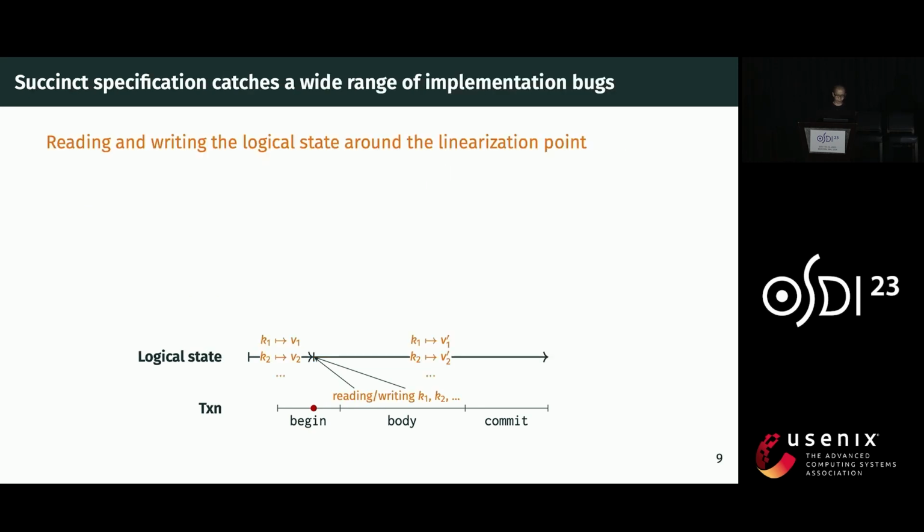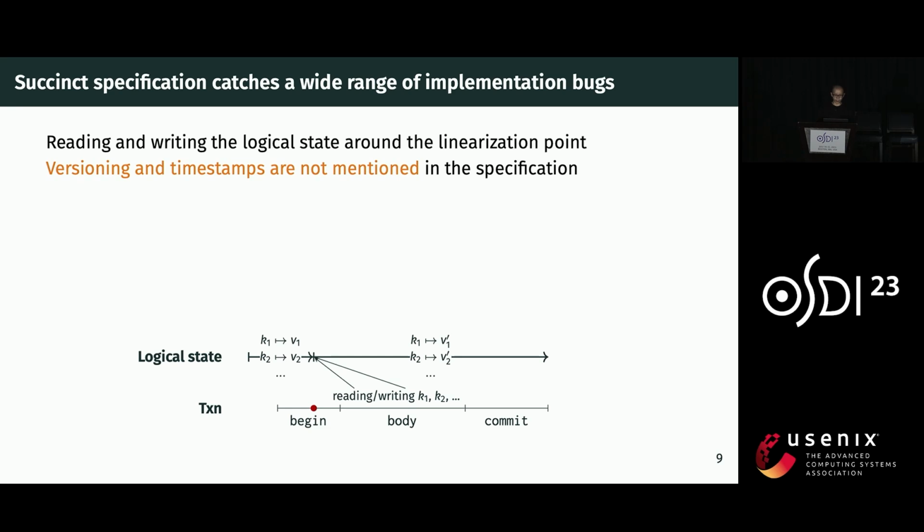Using this example, we can do a small generalization and get an informal specification for transactions. The generalization is based on the fact that a transaction can atomically read and write multiple keys. So the spec basically describes how the transaction reads and writes a logical state around its linearization point. One interesting fact about the spec is that since the logical state is just a single value for each key, the versioning or the timestamps are not mentioned at all in the spec. This means that they are merely implementation details, and the proof would ensure they are handled correctly.